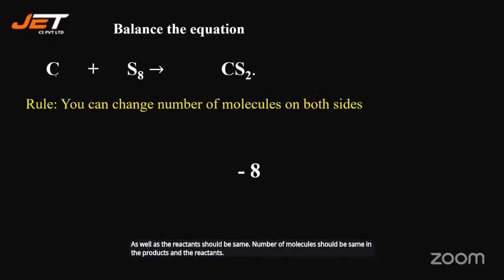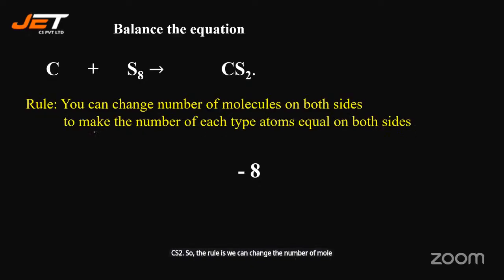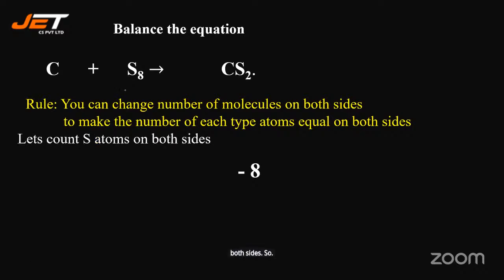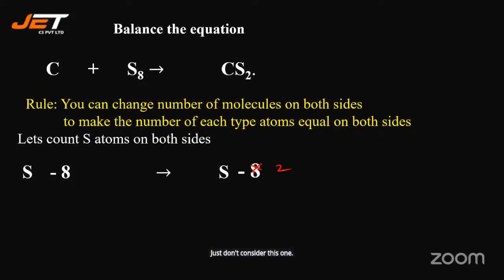Now this is the next equation. C plus S8 gives rise to CS2. So the rule is we can change the number of molecules on the both sides to make the number of each type of atoms equal on the both sides. So ఎలా కౌంట్ చేస్తాం? First of all, sulfur molecules ఎన్ని ఉన్నాయి అనేది కౌంట్ చేద్దాం. On product side, how many molecules are there? Actually 2 molecules are only there. Just don't consider this one. 2 molecules are there on the product side.